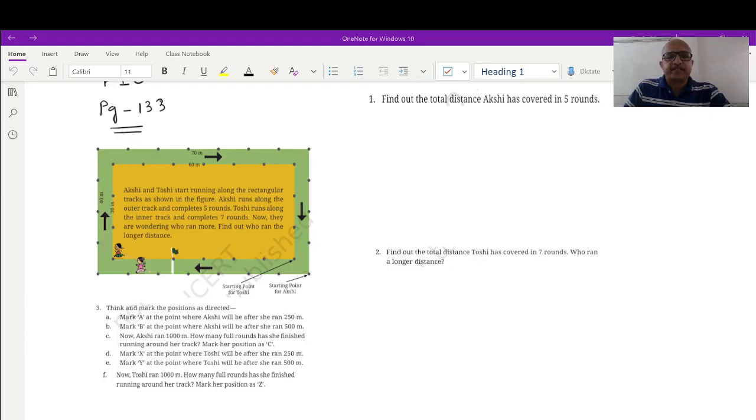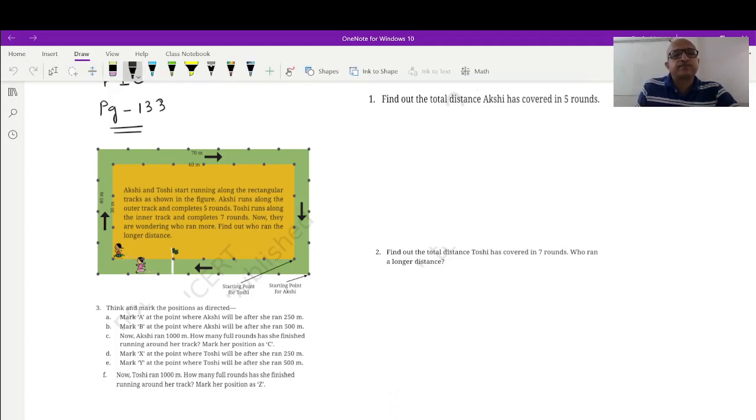Now we'll go for the next exercise, which is on page number 133 of Ganita Prakash grade 6, perimeter and area. We have seen the earlier rules of transposing, right? We know how to find the perimeter of a rectangle and the perimeter of a square or regular polygons. Here in this figure, two persons, Akshi and Toshi, are running around, and we have to find a particular distance based on the given question.